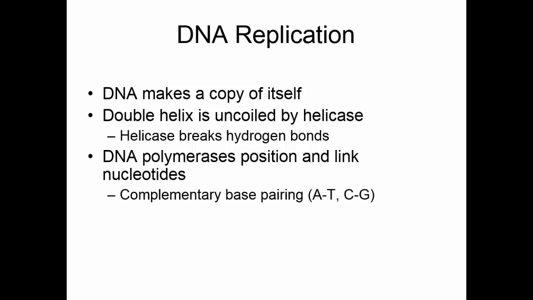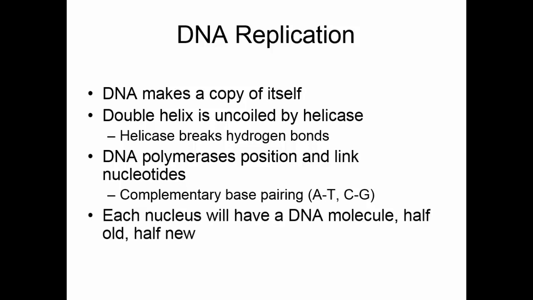Now we can make an exact copy of DNA, with half of the old molecule, because of something called complementary base pairing. Adenine nucleotides will always pair with thymine nucleotides, and cytosine nucleotides will always pair with guanine nucleotides. Each nucleus that we produce here will have a DNA molecule that will be half of the old original molecule and half of the new molecule.